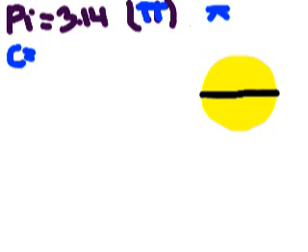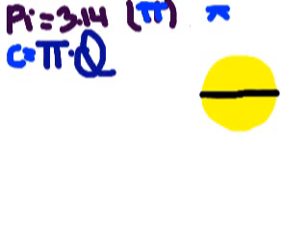Now I'm going to write the formula for circumference. Circumference basically equals pi times d. Do we all know what d stands for? D is diameter. I could write diameter instead here.